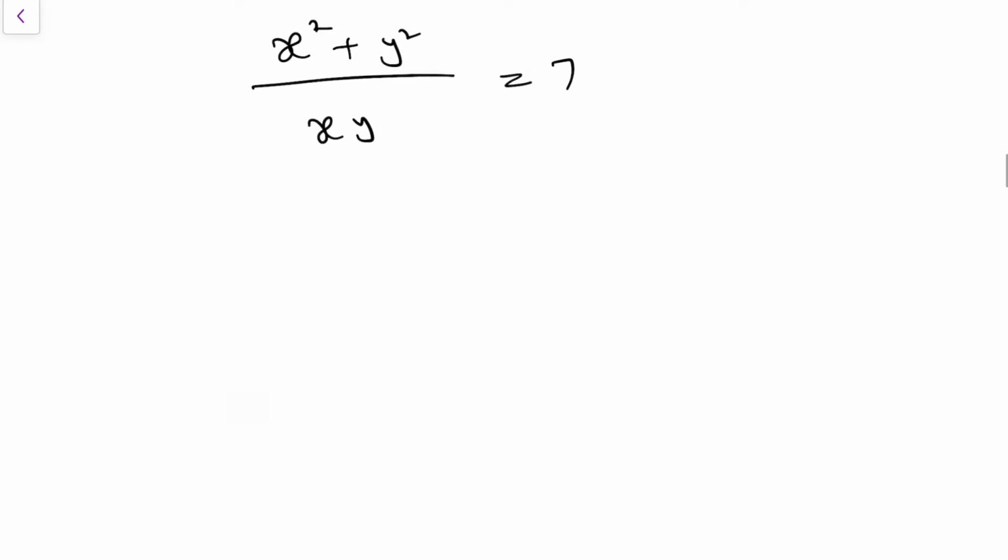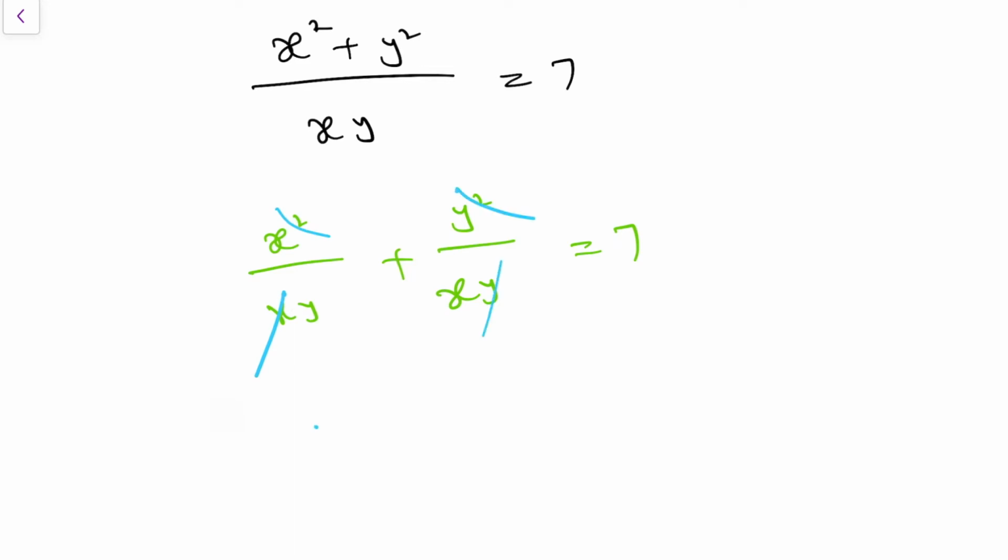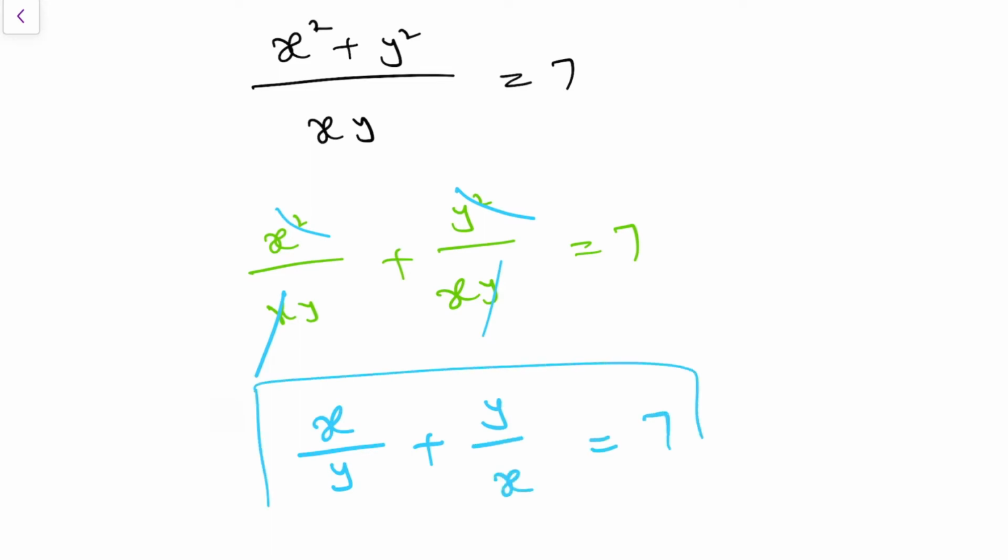So we get (x square plus y square) whole divided by xy equals 7. Let us separate the terms now: x square by xy plus y square by xy equals 7. Here x cancels and y cancels. So finally we are left with x by y plus y by x equals 7. This is the value we needed to find out.